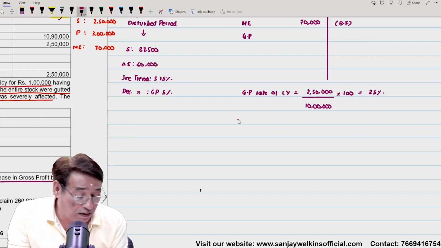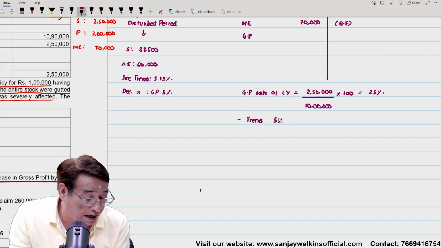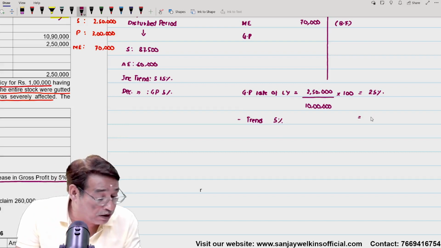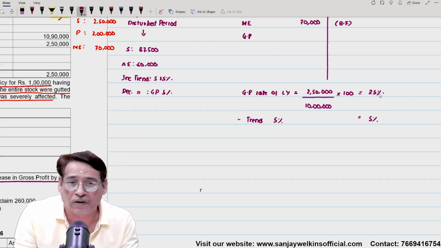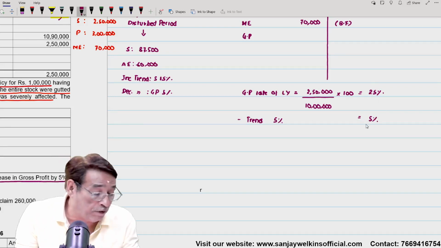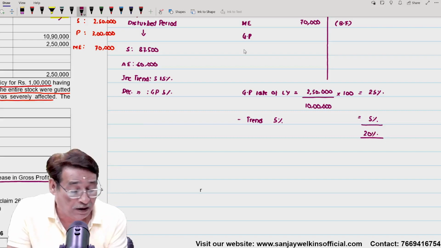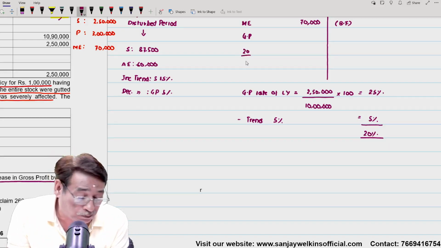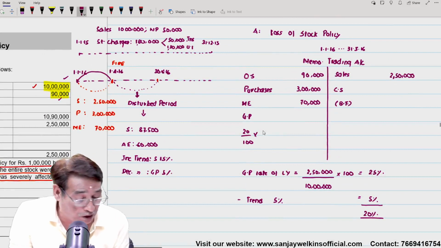But it is important that you must not forget to apply the trend. The gross profit in the current year is declining by 5%. So you will simply subtract 5%, because percent is given. Don't compute 5% of 25%. Percent will get cancelled and you will have to subtract 5. So for the loss of stock policy, you will consider the gross profit rate as 20% of sales. Sales in this period from the beginning till the date of the fire is equal to 2,50,000.